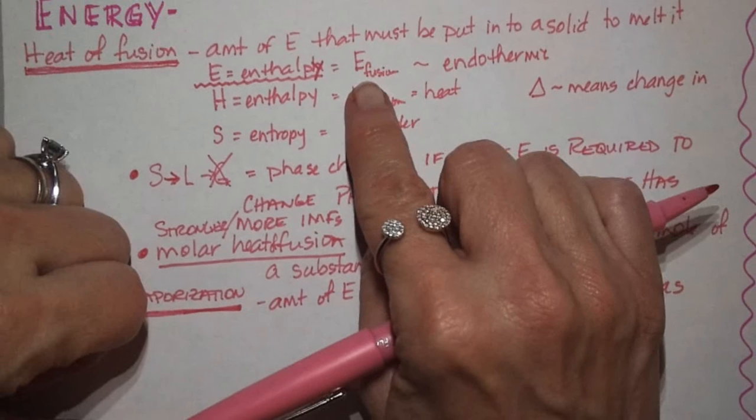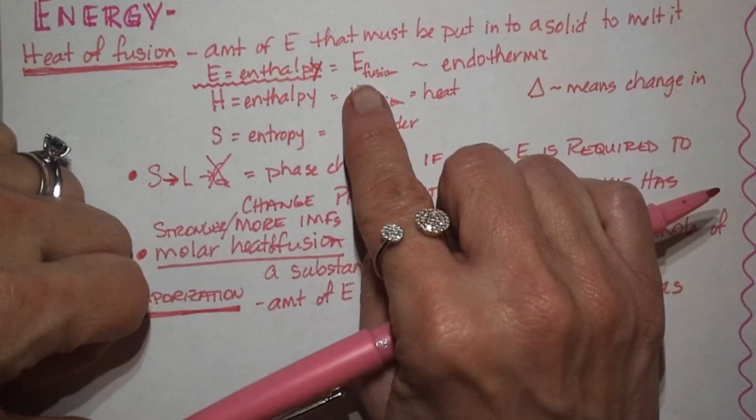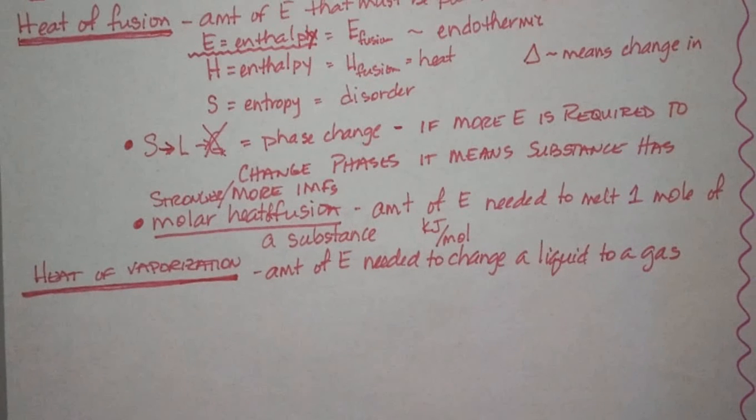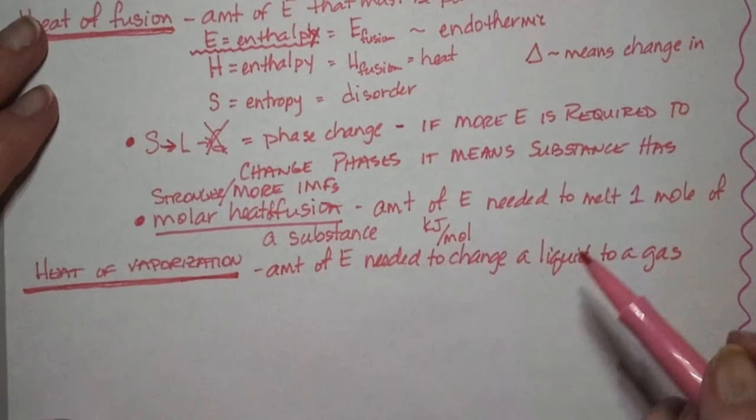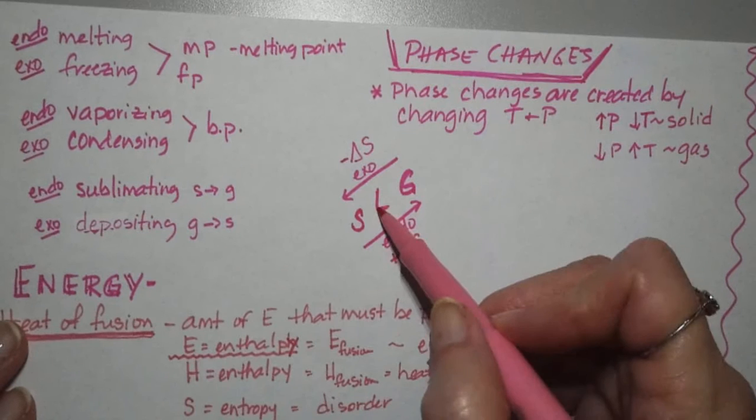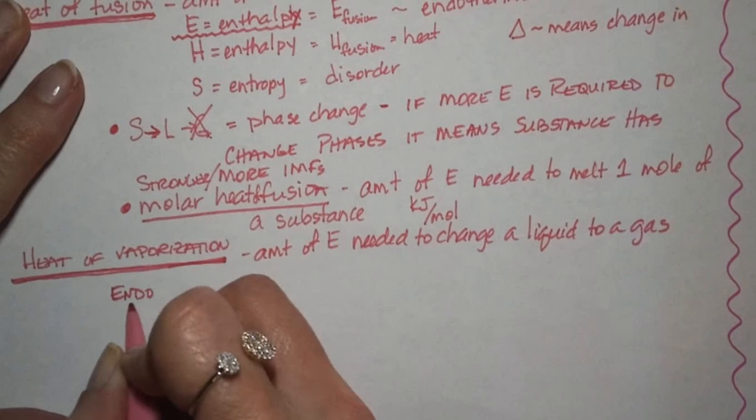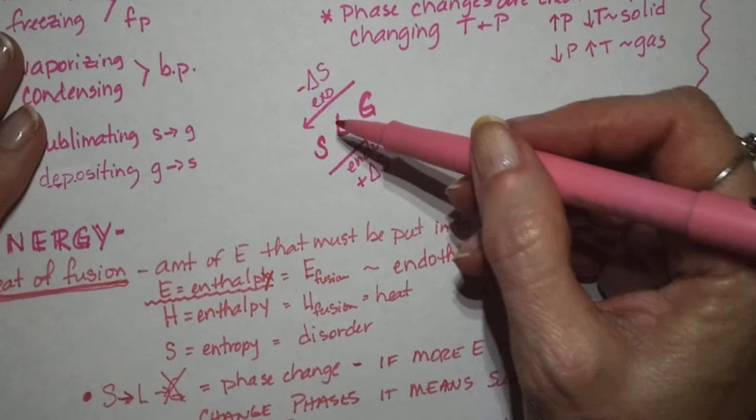So the heat of vaporization: how much energy is needed to change the liquid to a gas? It is endothermic, right? Changing a liquid to a gas is an endothermic process. And is delta S positive or negative when you change a liquid to a gas? It's positive. So it's endothermic, with a positive delta S.